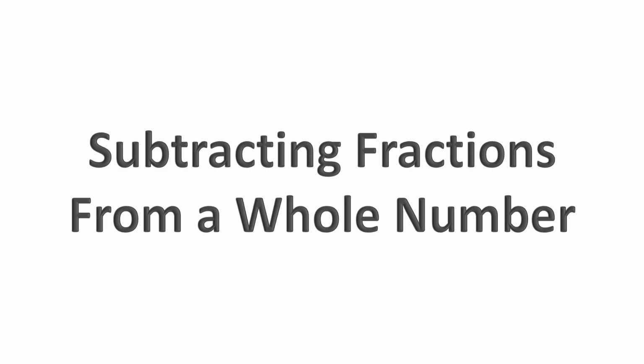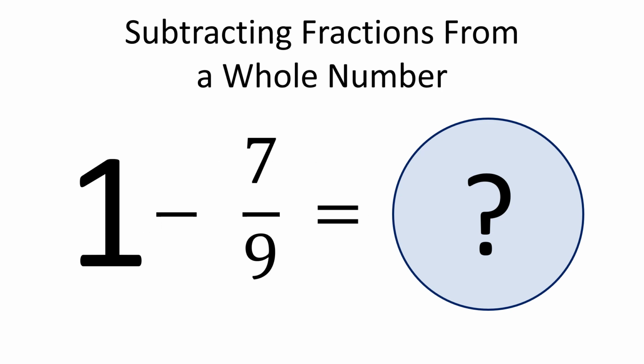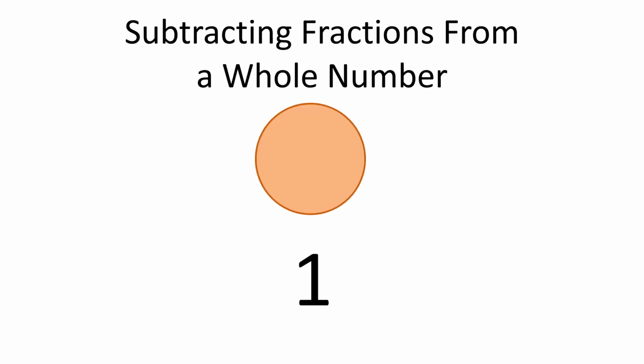Let's talk about subtracting fractions from a whole number. How much is 1 minus 7/9? To answer that question, let's first talk about how we can represent a whole as a fraction. A whole can be divided into as many parts as we would like. Here we have one whole that is divided into 4 equal parts.